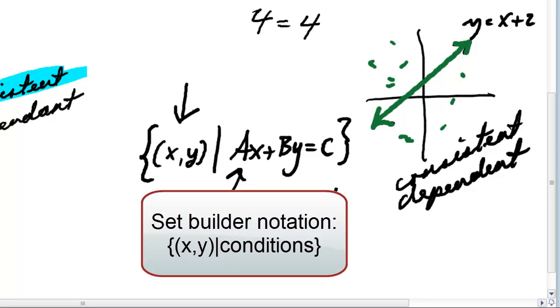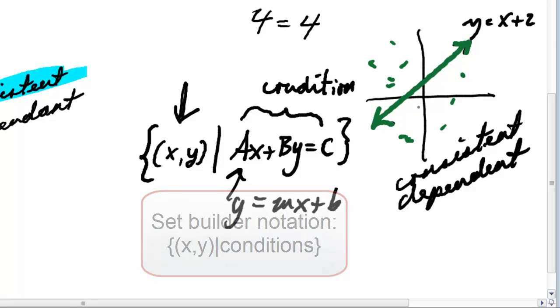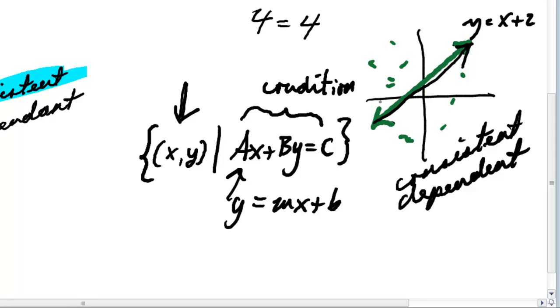Over here we see what form our solutions take. Our solutions are ordered pairs. And then after the line comes the condition. And the condition in this little example I just made up is that all the points that are considered to be solutions are on this line.